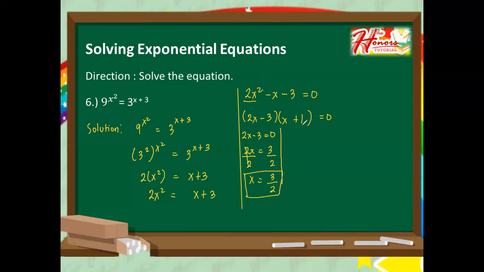for 2x minus 3. And the other one, so that is x plus 1 equate to 0. So x equals transpose positive 1, it will become negative 1. So we have here x equals 3 over 2 and x equals negative 1. That's it for solving exponential equations. I hope that you have learned something today.